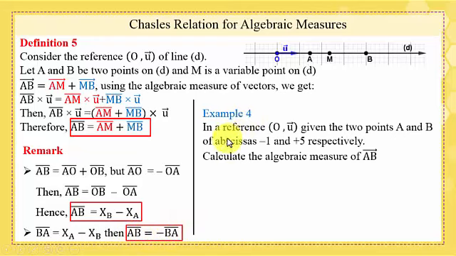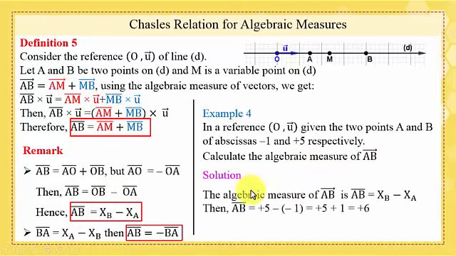Example 4. In reference (O, U) given the points A and B of abscissas minus 1 and 5 respectively, calculate the algebraic measure of vector AB. By applying this formula, we have AB bar equals xB minus xA equals 5 minus minus 1 equals 6.